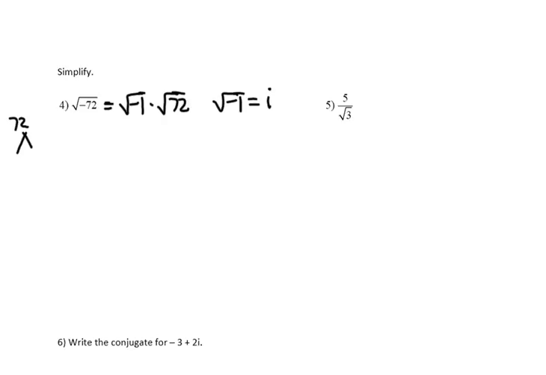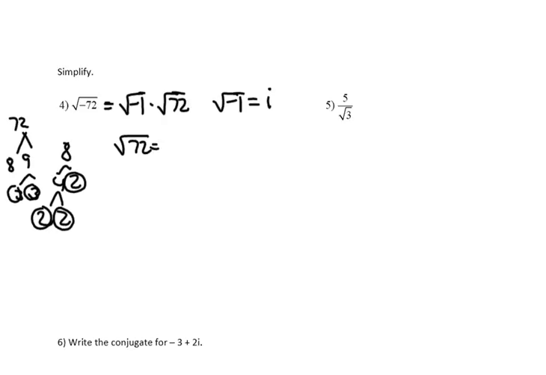Okay, so factors of 72. Well, there is going to be 8 and 9. I know 9 breaks down as 3 times 3. That part is done. Now, for 8, I'm going to rewrite this over here as 4 times 2. 2 is prime, and 4 breaks down as 2 times 2. So the square root of 72 is equal to 2 times 2 times 2 times 3 times 3.